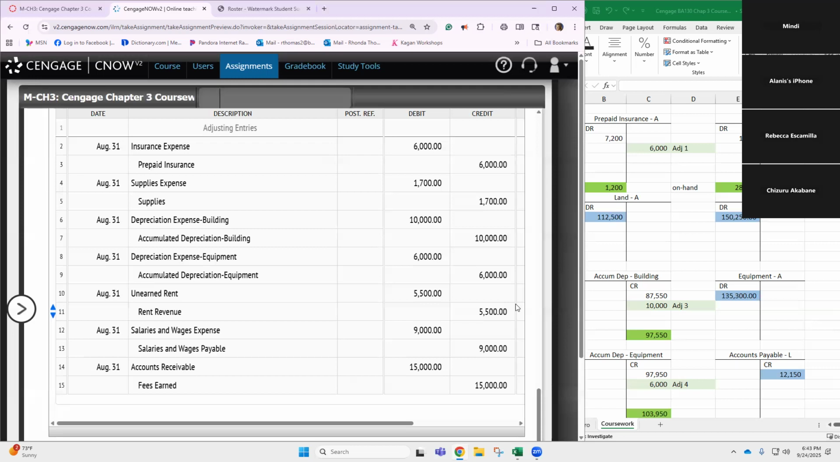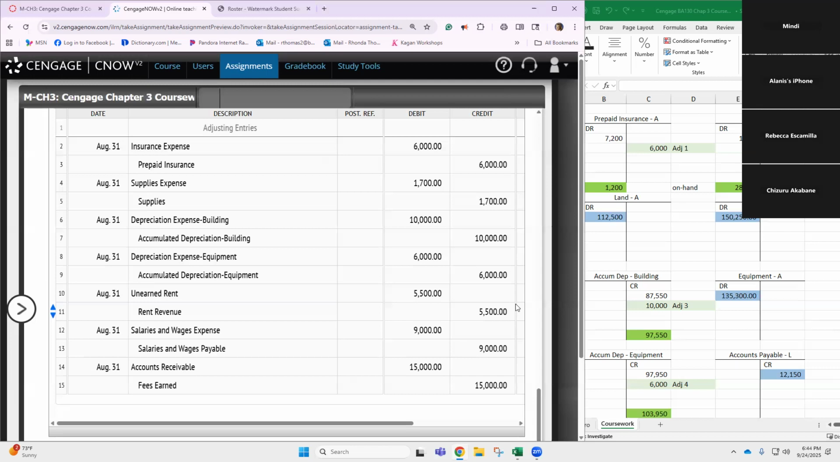The other thing is, it just depends on which one you're working with, right? There's an asset going down. Here's an asset going down. Here's an asset going down. Here's an asset going down. Here's a liability going down. Here is a liability going up. Here is an asset going up. So it just depends on which one it is.